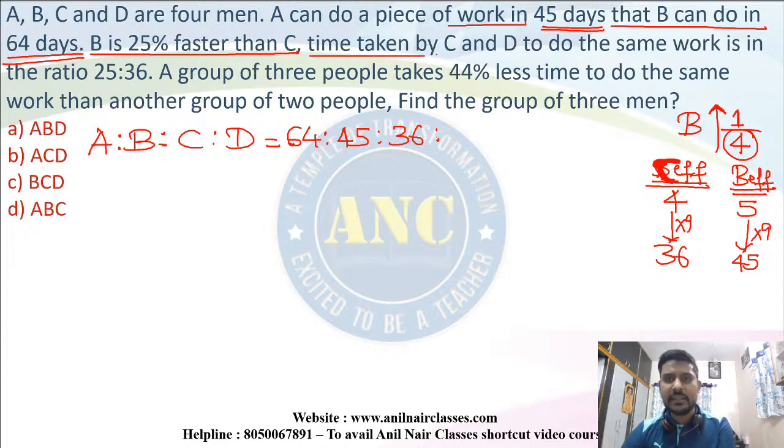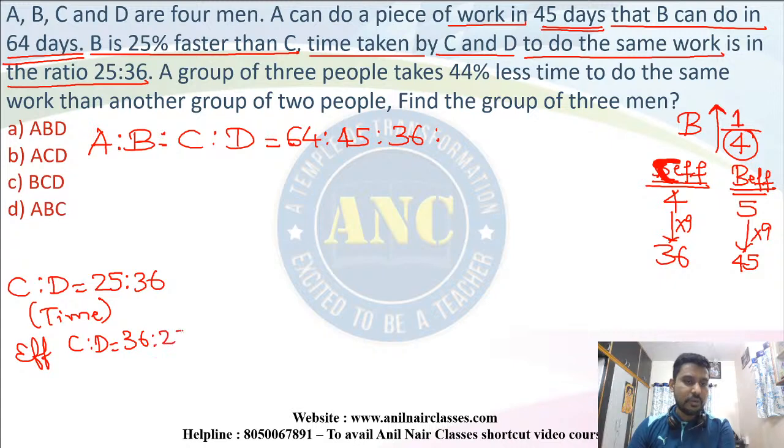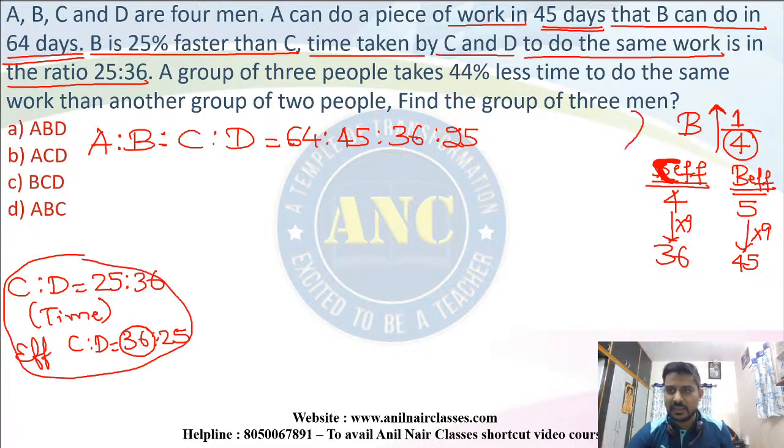Now the time taken by C and D to do the same work is in the ratio of 25:36. Now C is to D, time ratio is given as 25:36. This is time ratio. Efficiency ratio will be how much? It will be reverse, 36:25. So here also it is 36 for C, so D will be 25. So in simple, forget about whatever I have written here on the right side. We easily got the ratios of A, B, C, D in terms of efficiency as 64, 45, 36 and 25. Beautiful. So we have found out that data.